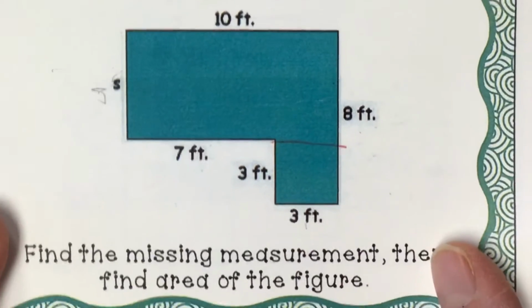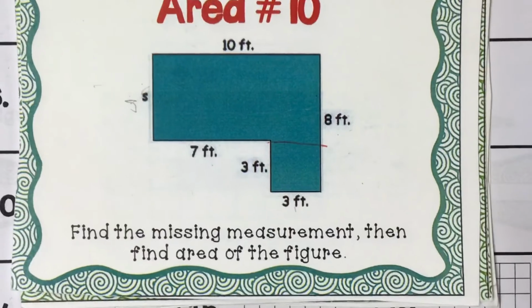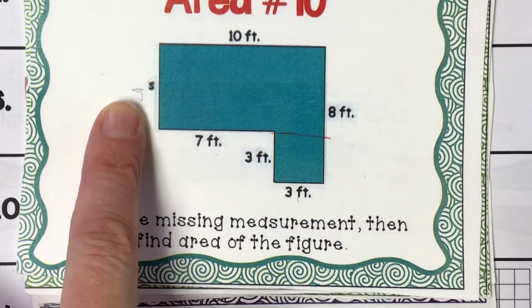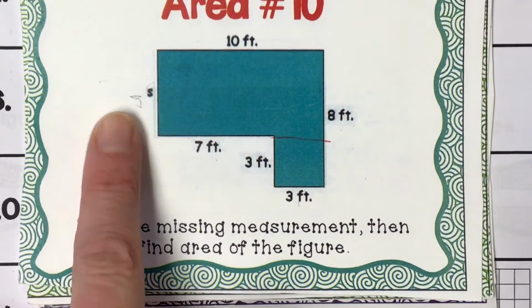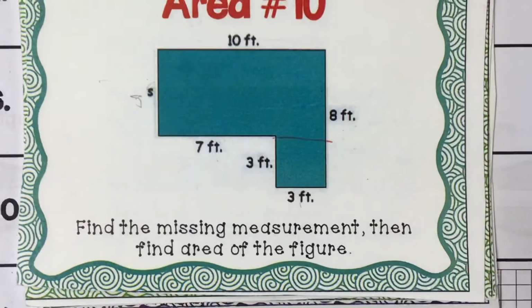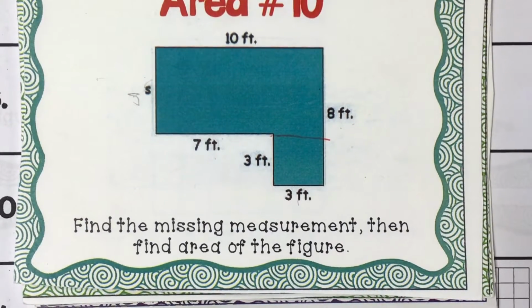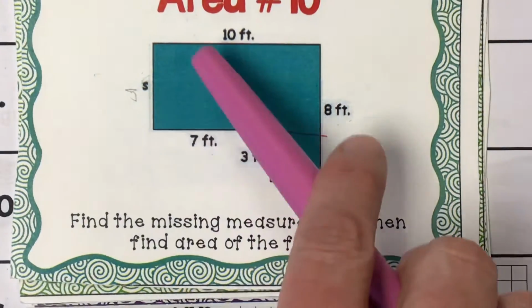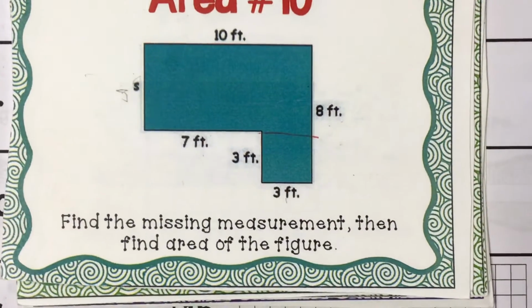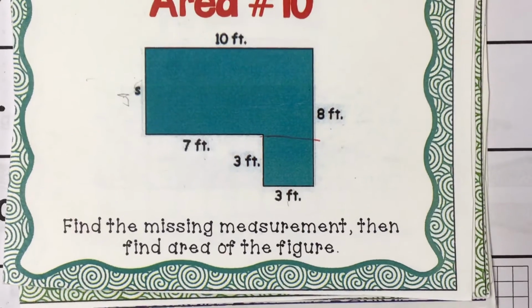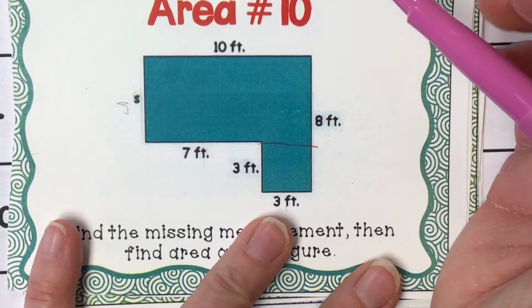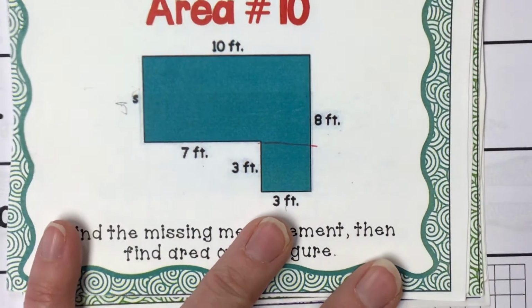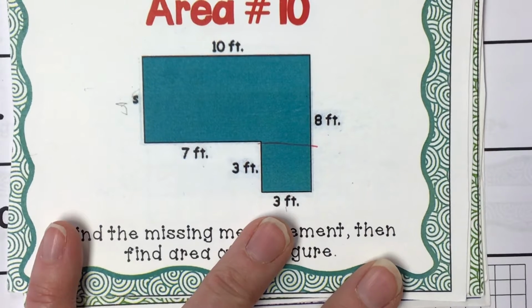Okay, number 10 looks similar to ones that we've been working on, except look, there's a missing side, and we need to know how long that side is. Raise your hand if you know how long that side is. Raise your hand if you can tell me how long that side is. Jacob, how long is it? How'd you know? I can't hear you. How did you solve it?